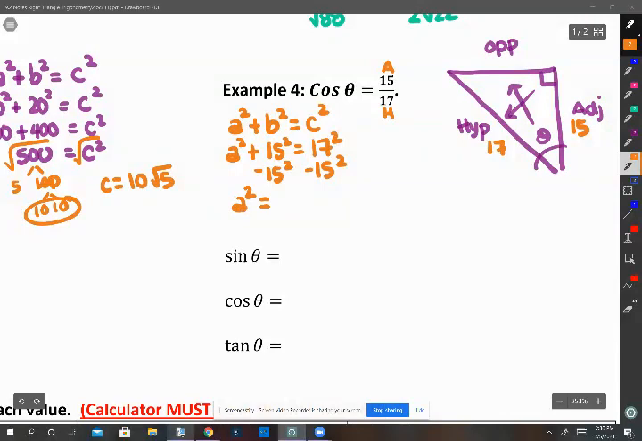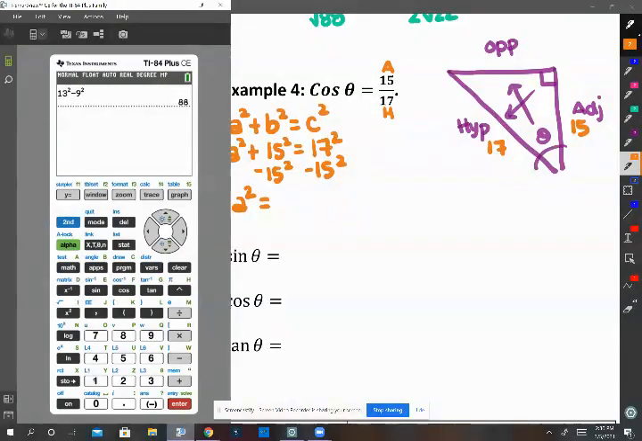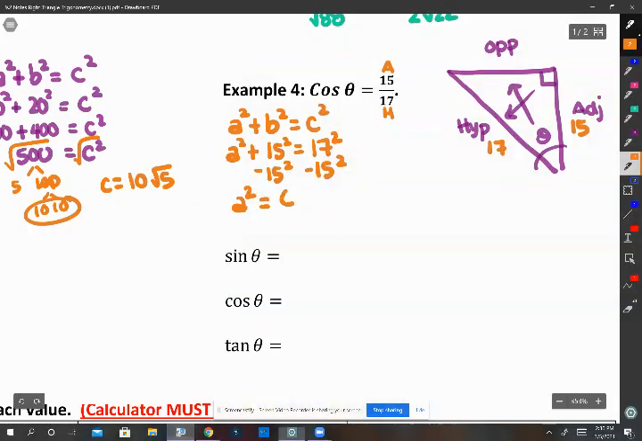And then in our calculator, we're going to go 17 squared minus 15 squared, and we're going to get 64. Hopefully we know that that's a perfect square, so that when I take the square root of it, I'm going to get a is equal to 8. If you don't know that, you can put it in your calculator and see that it's 8, but that makes our opposite side 8.